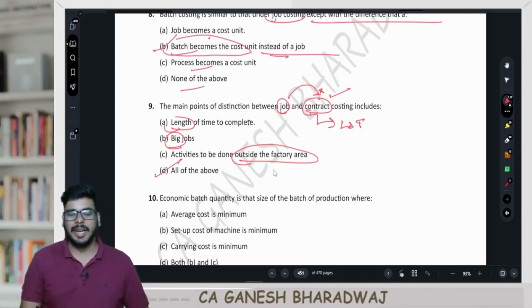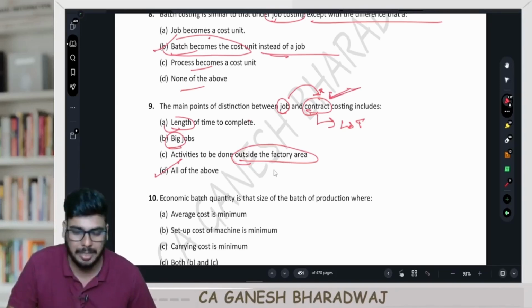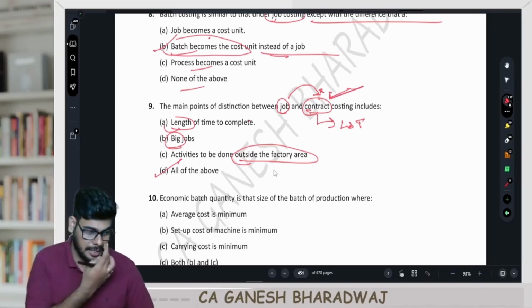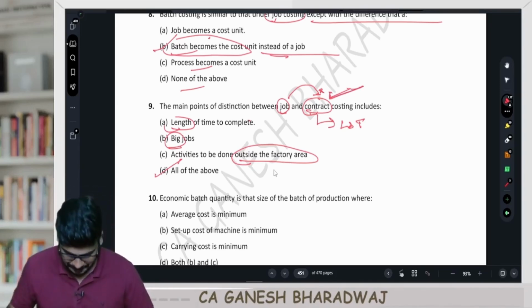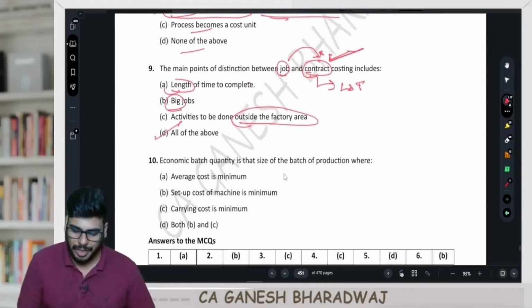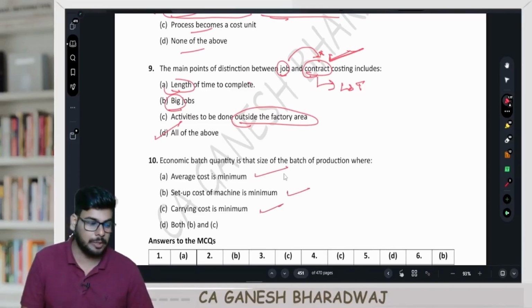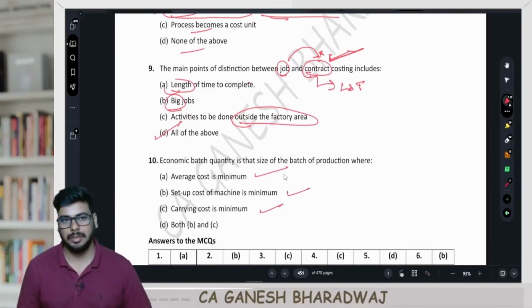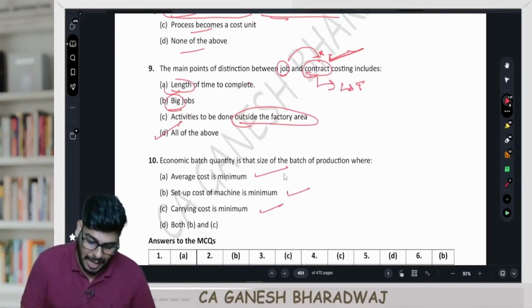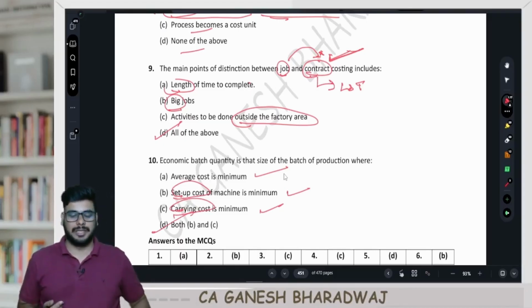Clear with this, guys? It is not there as a part of your syllabus, contract costing, but still this is what it is. Clear with this, guys? Next. EBQ is that size of batch of production where average cost is minimum, setup cost is minimum, carrying cost is minimum, both B and C. It is a point where your setup and carrying costs are kept at minimum. Clear with this? Both B and C. So D is your final answer.